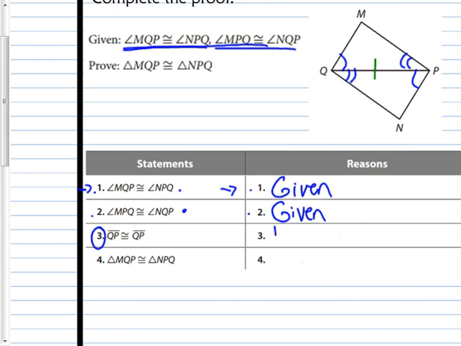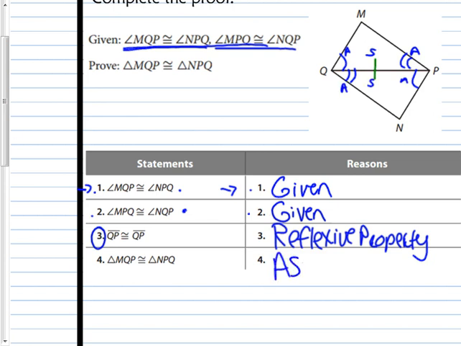How do we know that? Last class, I kept saying this phrase over and over again, by the reflexive property. The reflexive property says that QP is congruent to QP. So now we're able to prove that triangle MQP is congruent to triangle NPQ. How do we know that? Is it ASA, SAS, or SSS? Angle, side, angle. So our reason is angle, side, angle.